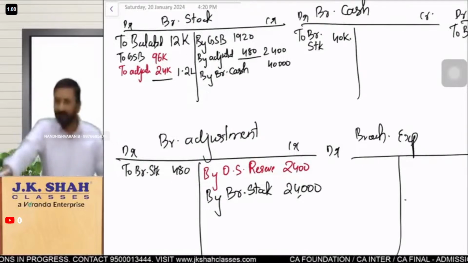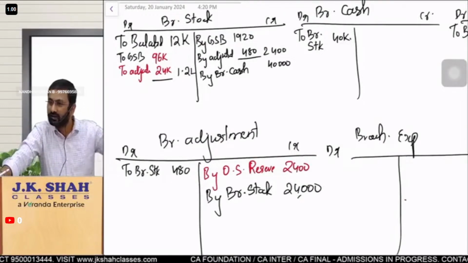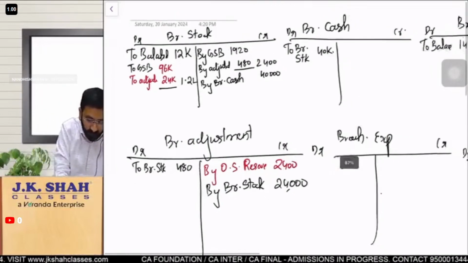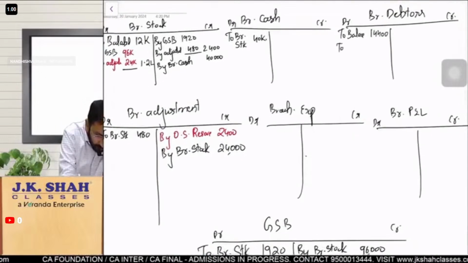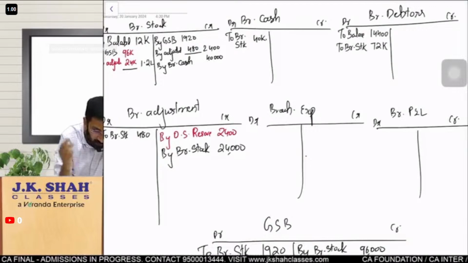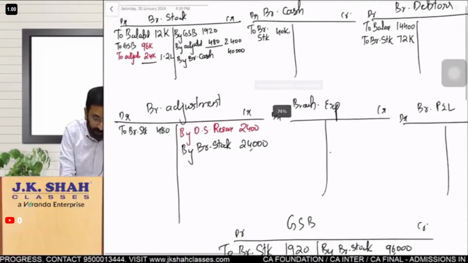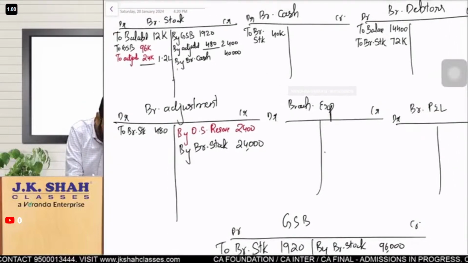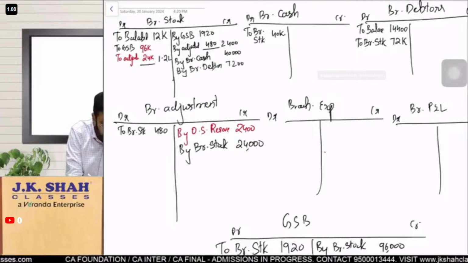Next up, credit sales is there, 72k. Branch debtors to branch stock. In the debtors account, to branch stock 72. In the stock account, by branch debtors 72.